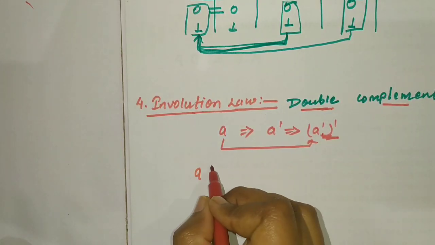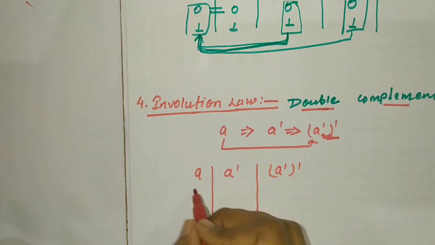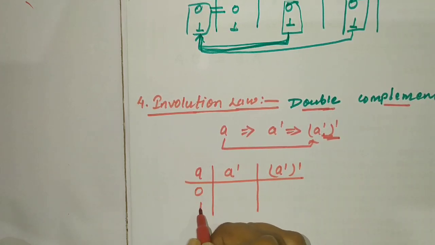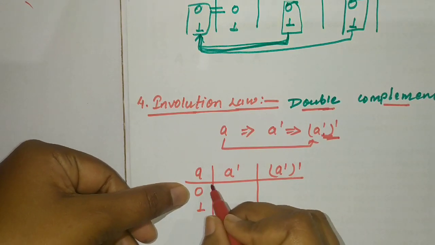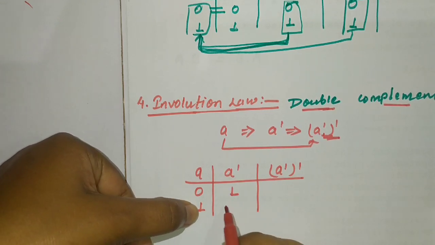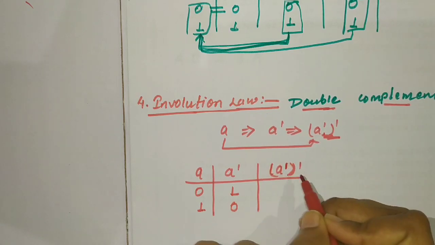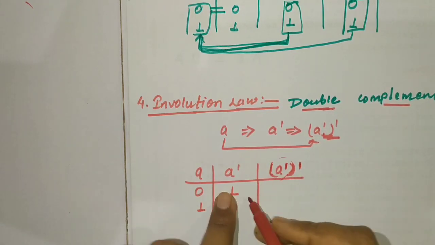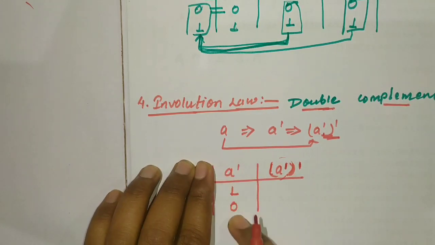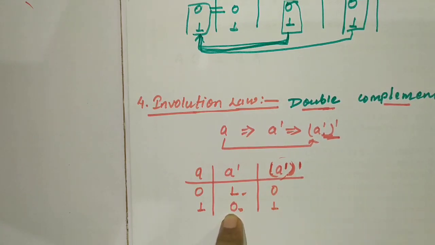Let's take the input value A, then A dash, and A dash whole dash. Input 0, 1. A dash means the negative value of this variable, so the negative value of 0 is 1, and the negative value of 1 is 0. Again, we take the complement of A dash. The complement of 1 is 0, and the complement of 0 is 1.